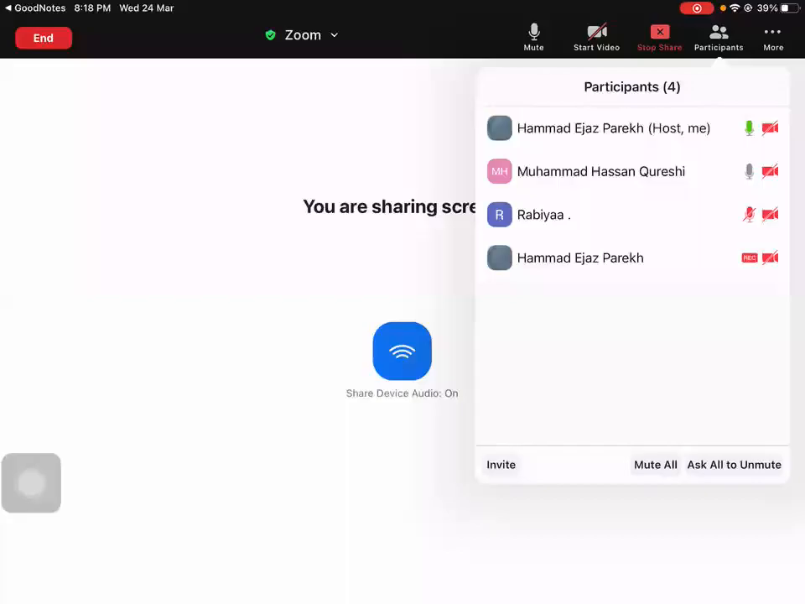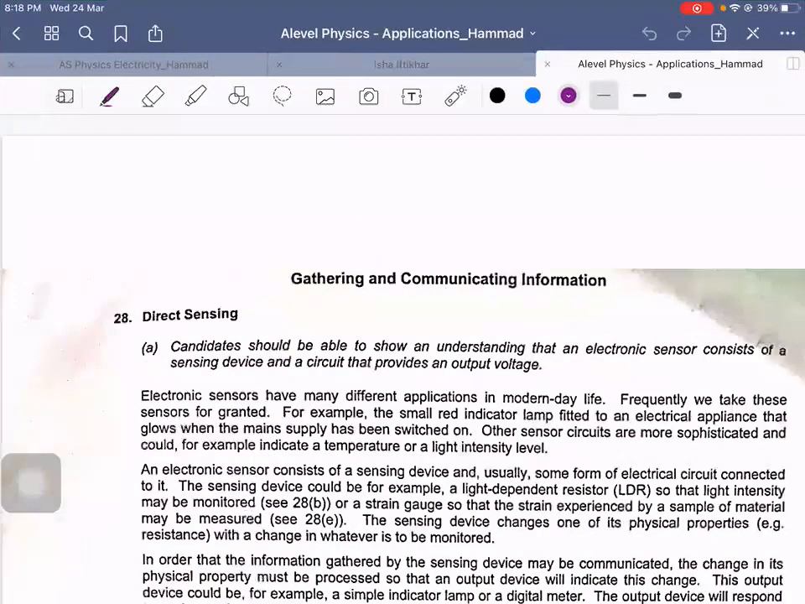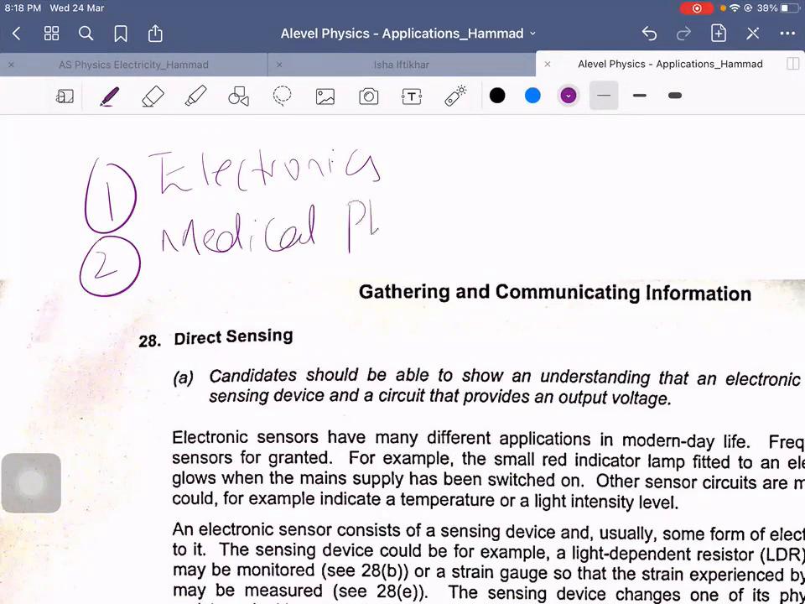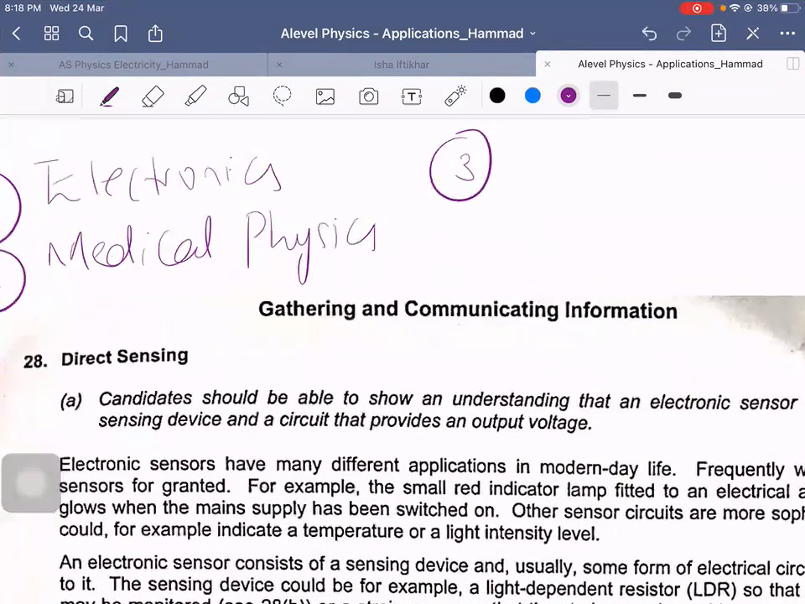Your number one is electronics. Number two is medical physics. Number three is communication.